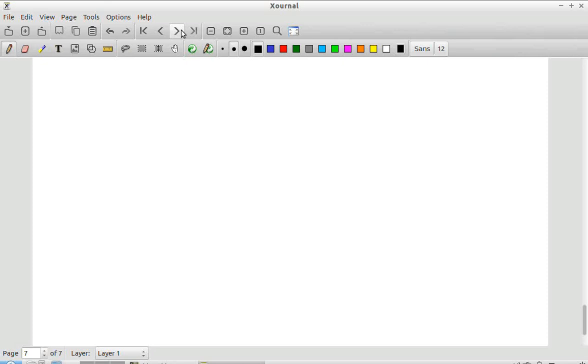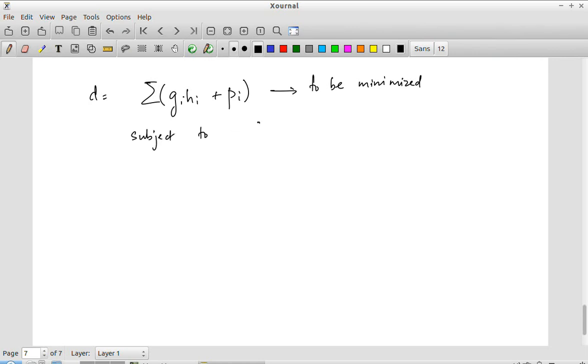So our final problem now once again reduces to: I need to take this summation and minimize it, subject to this being a constant, right? Which is pretty much the same as the product of HI is also a constant. The HIs are the unknowns over here. The GIs and TIs are known. The HIs are what are unknown.